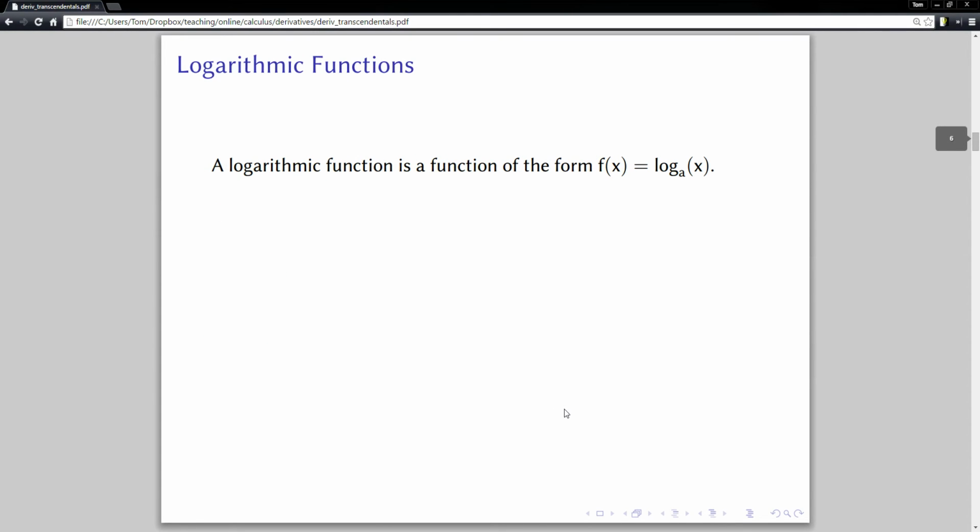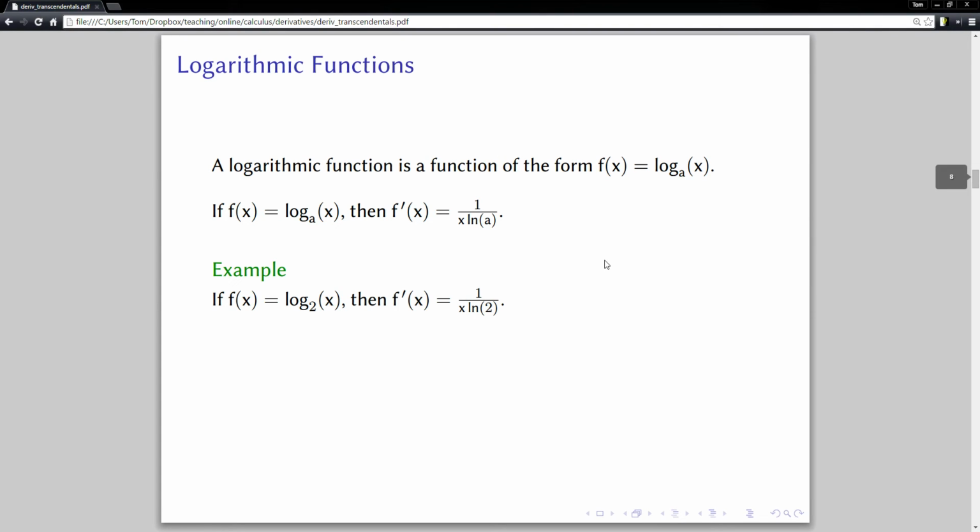You can't really talk about the exponential functions without talking about their inverses, which are the logarithmic functions, right? Remember, a logarithmic function is a function of the form log base a of x. If you have a logarithmic function, then its derivative is going to be 1 over x times the natural log of the base. So for instance here, if I have f of x equals log base 2 of x, then the derivative of that would be 1 over x times the natural log of 2.